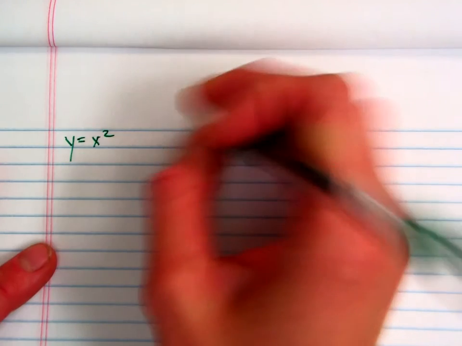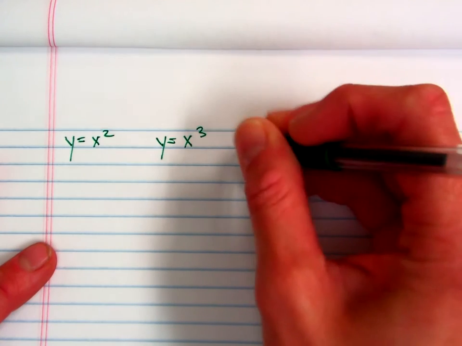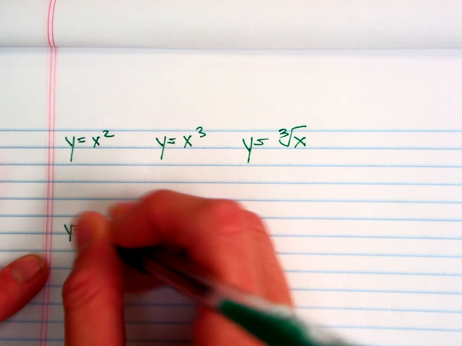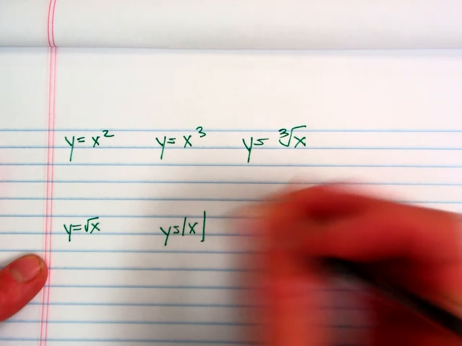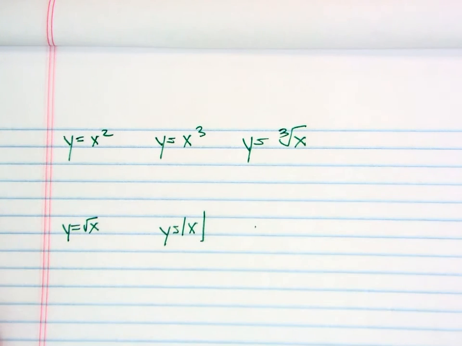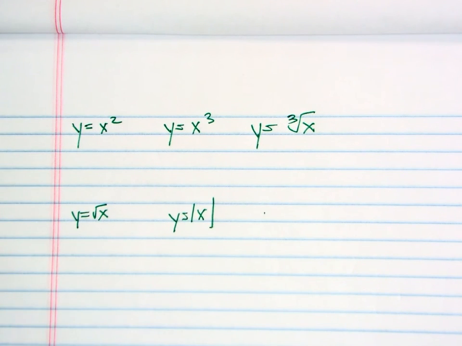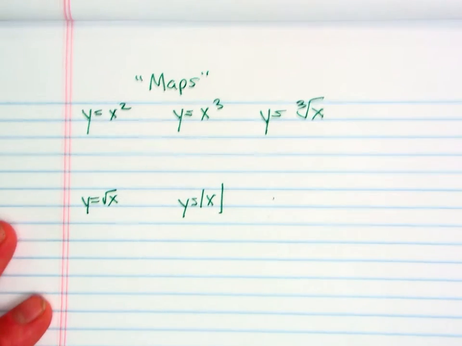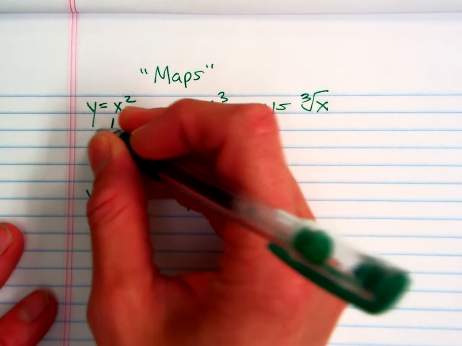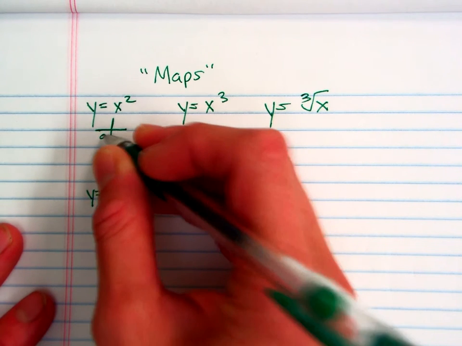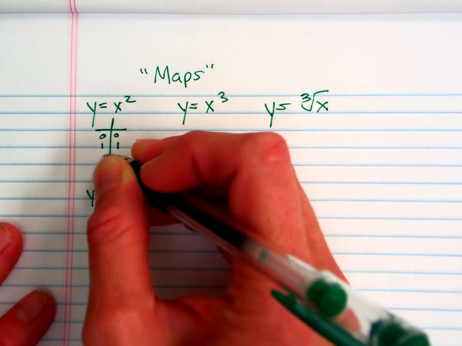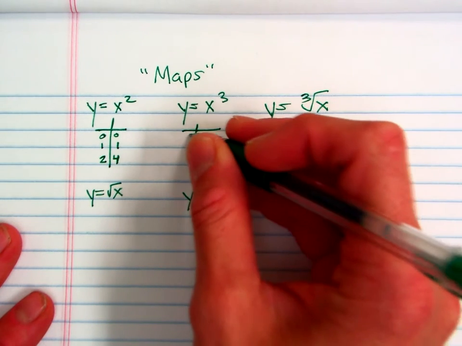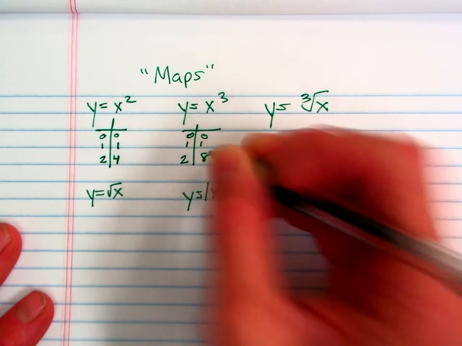So let's just have y equals x squared, y equals x cubed, y equals cube root of x, y equals square root of x, y equals absolute value of x, and we'll just do those for now. Okay, so these I will say are your maps of where you're going to go when you're graphing these functions. So for x squared, if I put in 0, I get 0, 1, I get 1, 2 squared is 4. For cubed, 0, 0, 1, 1, 2, 8.